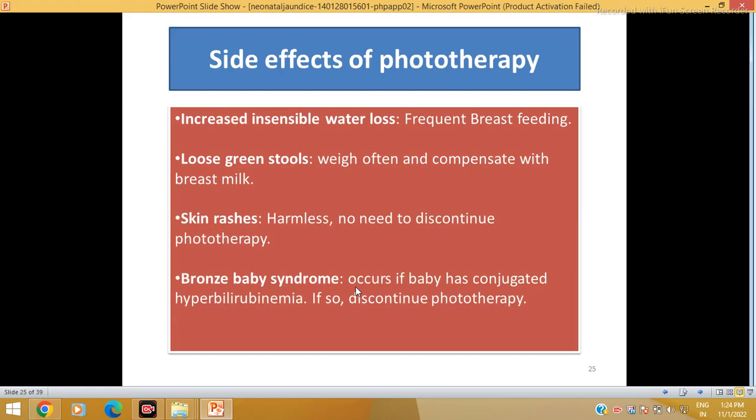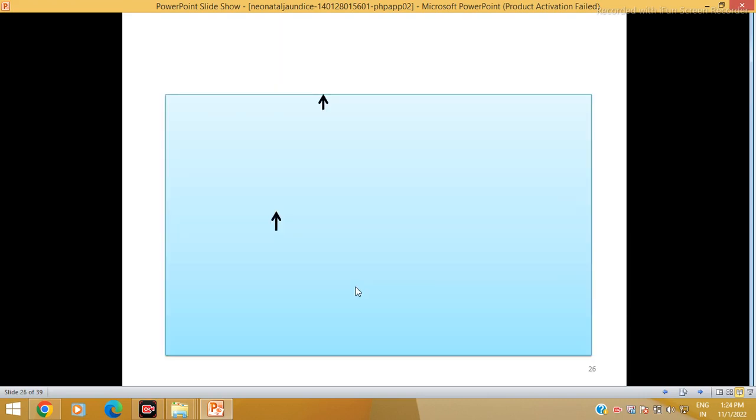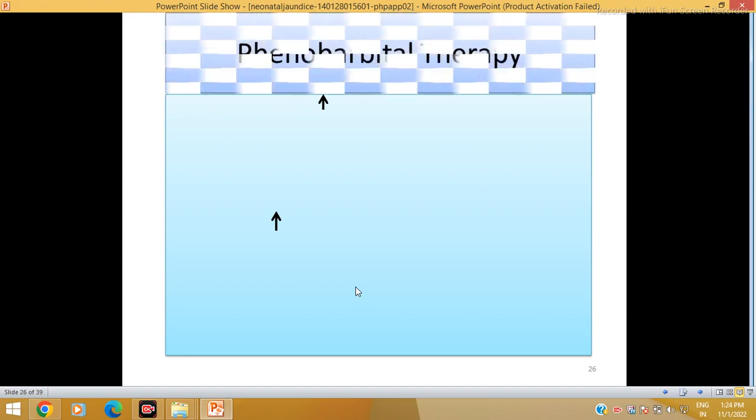Bronze baby syndrome occurs if the baby has conjugated hyperbilirubinemia. If so, discontinue phototherapy. Hypo or hyperthermia: monitor temperature frequently. We have already discussed why hypothermia or hyperthermia occurs. Hypothermia is there because we are keeping the baby open, so in winters the chances of hypothermia are also there. So it is very important to prevent hyper or hypothermia and to monitor the temperature.